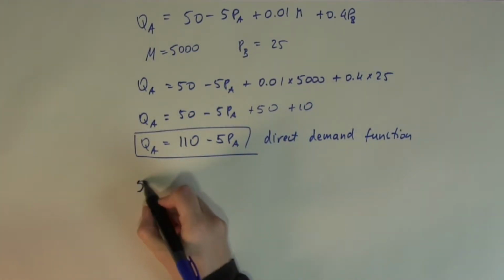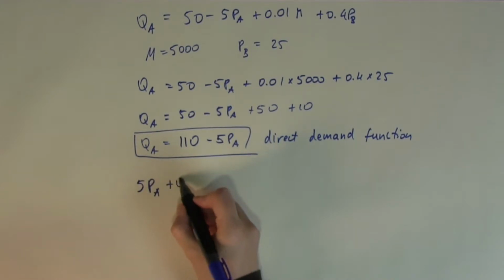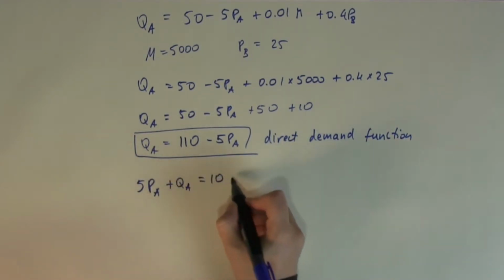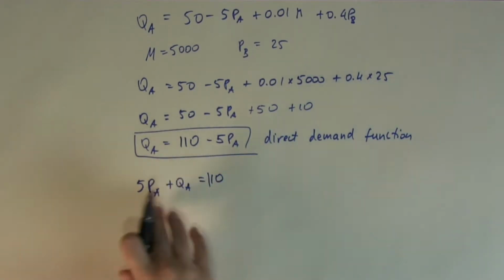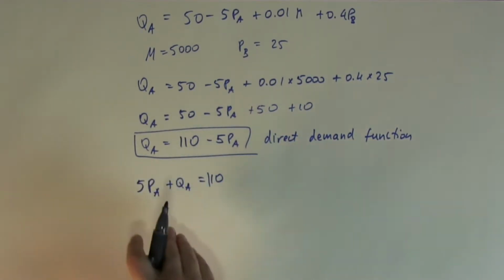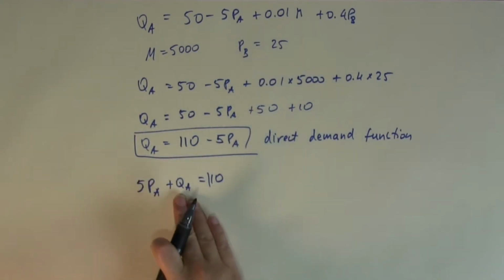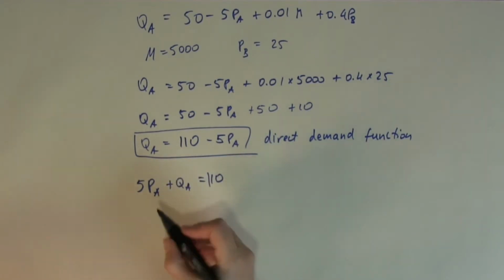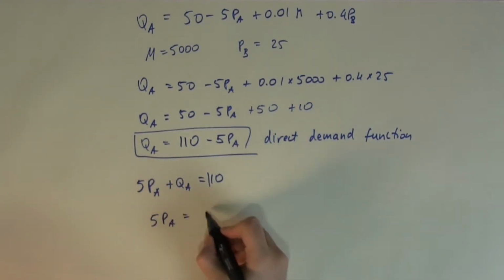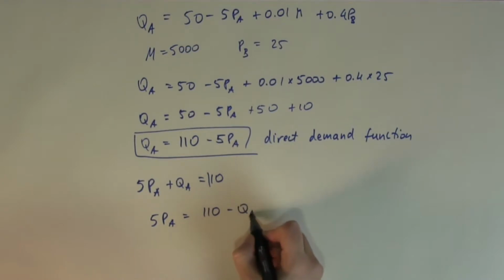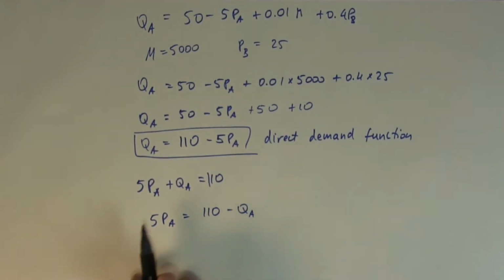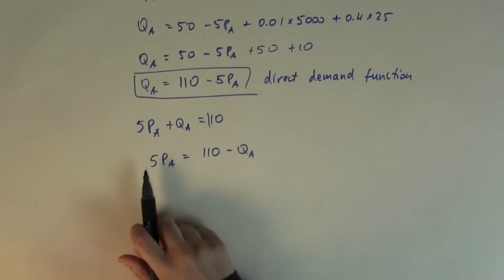So what I've got here is 5PA plus QA equals 110. So I'm getting closer, but I need to remove the QA because I have to have PA on its own. So removing the QA means I need to take it away. So then 5PA will be 110 minus QA. And I'm almost there, but in this case, I have got 5PA on the left-hand side when I just want one of them. So what I need to do, I need to divide them by 5.